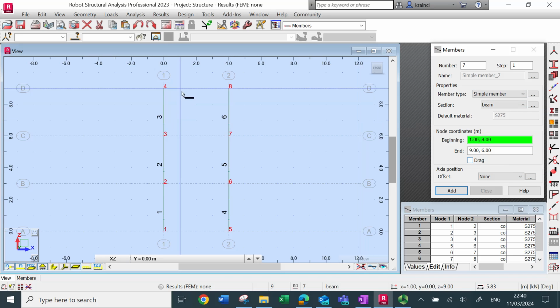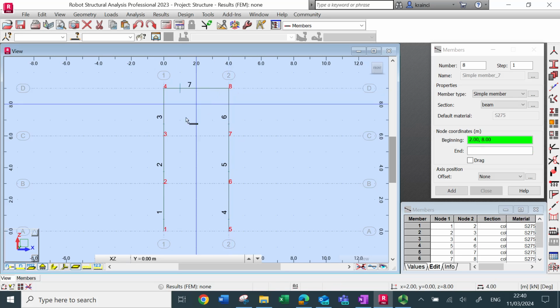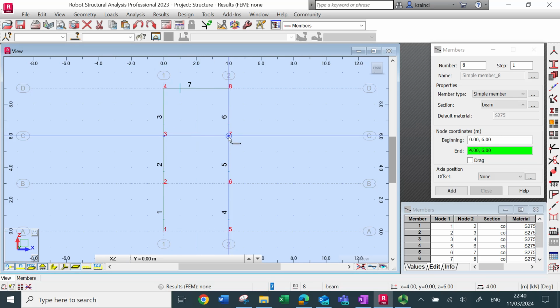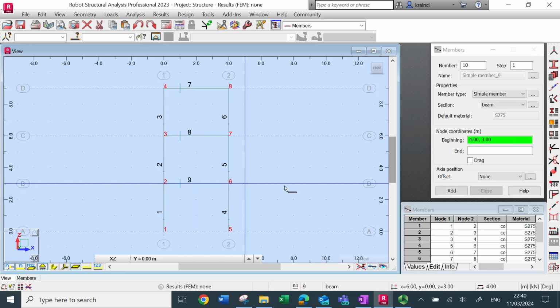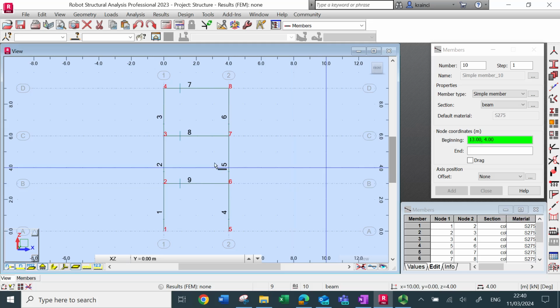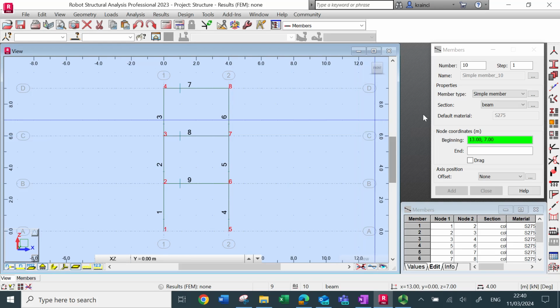I don't need the drag now. So I'll start, it doesn't matter really, I'll start from the top. And I created three beams, and I can now show their cross sections.